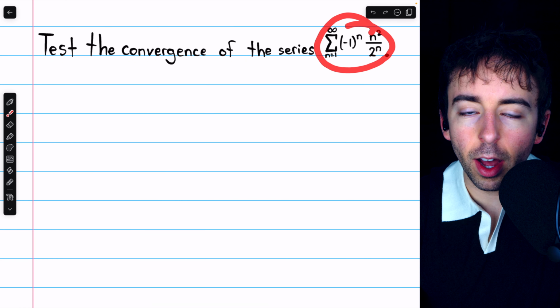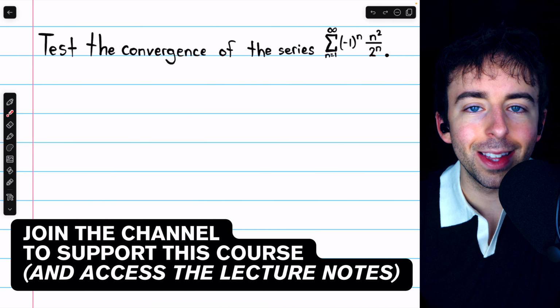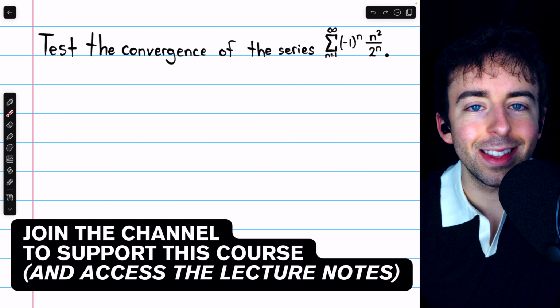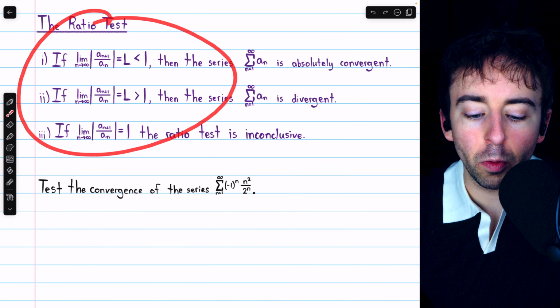To determine whether or not this series converges, the most straightforward test to use would be the ratio test. The ratio test is often useful when we have nth powers of some number. Here's the ratio test for your reference.